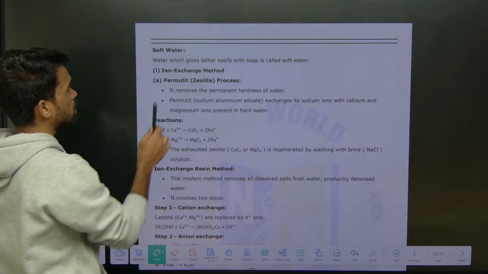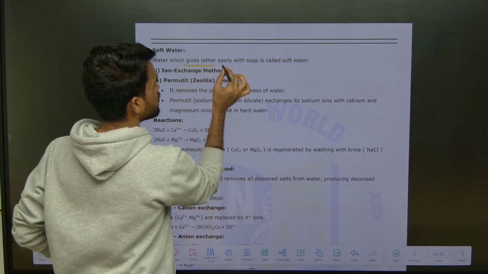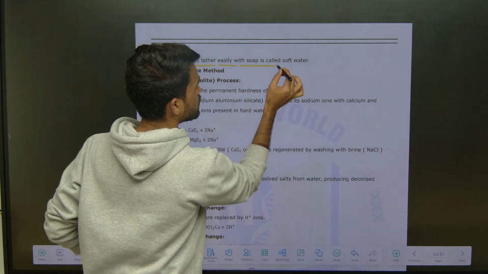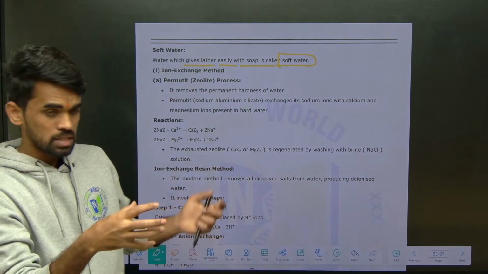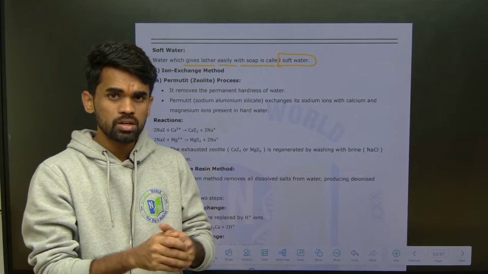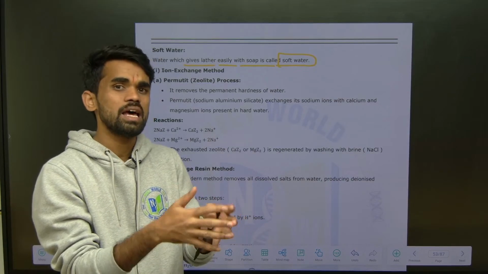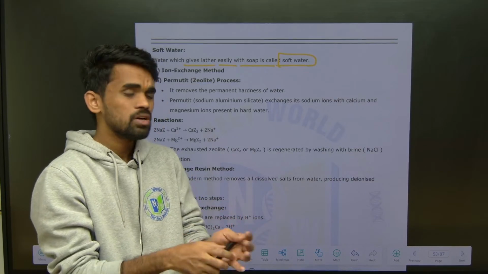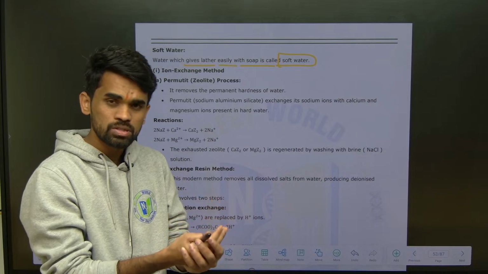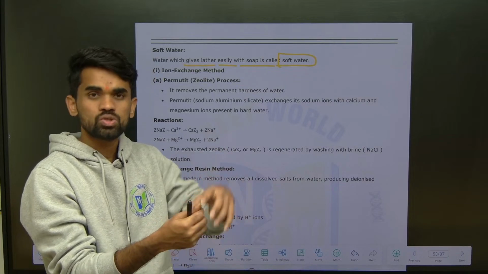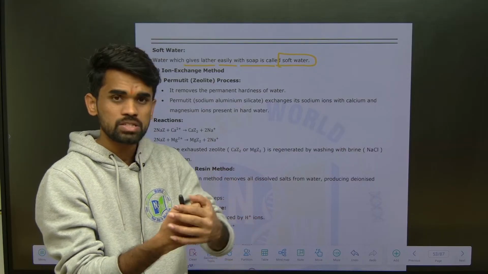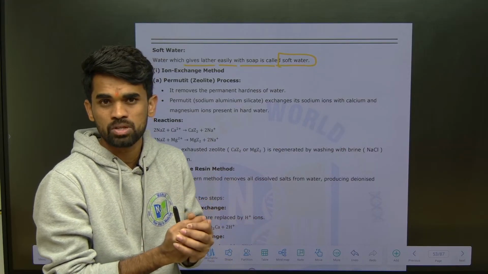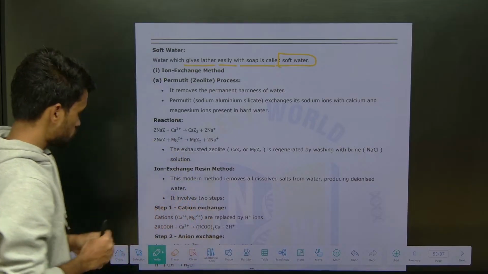See, water which gives lather easily with soap is called soft water. So when you add this soft water to the soap solution, or you just use it as a hand wash, what do you feel? There will be some foam formation, so that can be considered soft water. But if it is hard water, there is no foam formation, you will observe there. Okay, right.